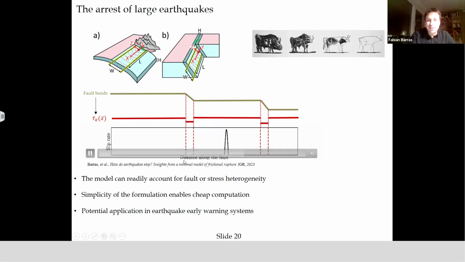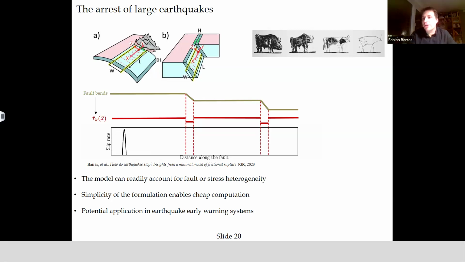And I think the interest of this model is also that with the simplicity of the formulation, we have really cheap computation. It's a 1D equation, and it has potential perhaps to be used in earthquake early warning systems when you wonder when large earthquakes can stop and you have a limited amount of time to compute the rupture dynamics. So that was the conclusive, last part of the talk: you have a transition of the energy budget from very close to nucleation to extremely large earthquakes.